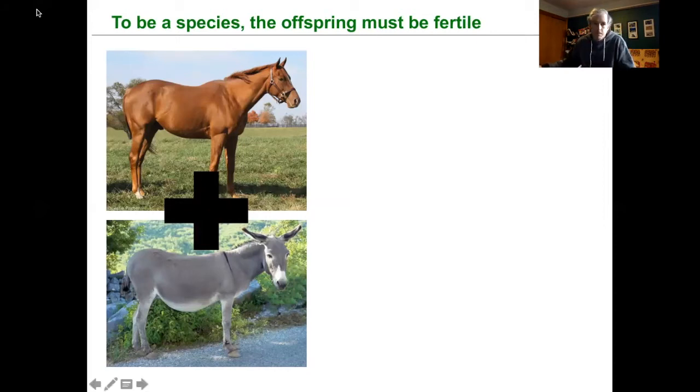So here we have a horse, and here we have a donkey. Are horses and donkeys the same species?